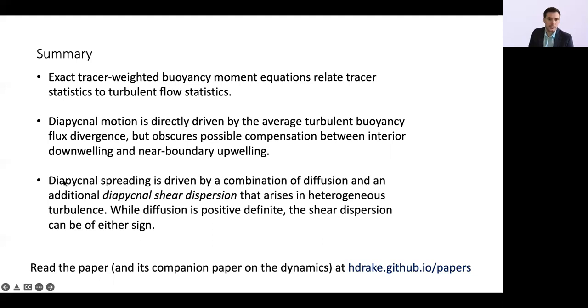And then second, if you go to the second moment, you find that the evolution of the variance, or the diapycnal spreading, is actually driven by a combination of two terms. There's the straightforward Taylor diffusion, and then there's this additional diapycnal shear dispersion term that arises only in heterogeneous turbulence or in the presence of a boundary. And in particular, while diffusion is positive definite and always acts to spread a tracer, this shear dispersion effect can be of either sign and can even overwhelm the diffusion.